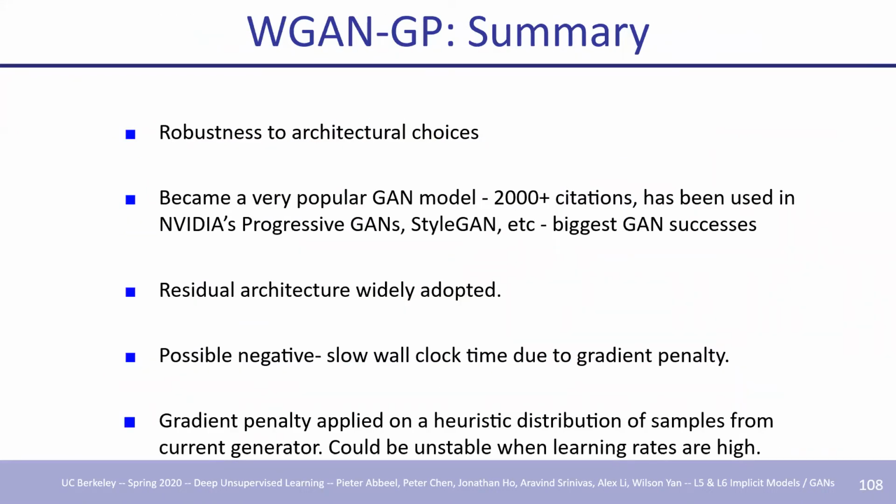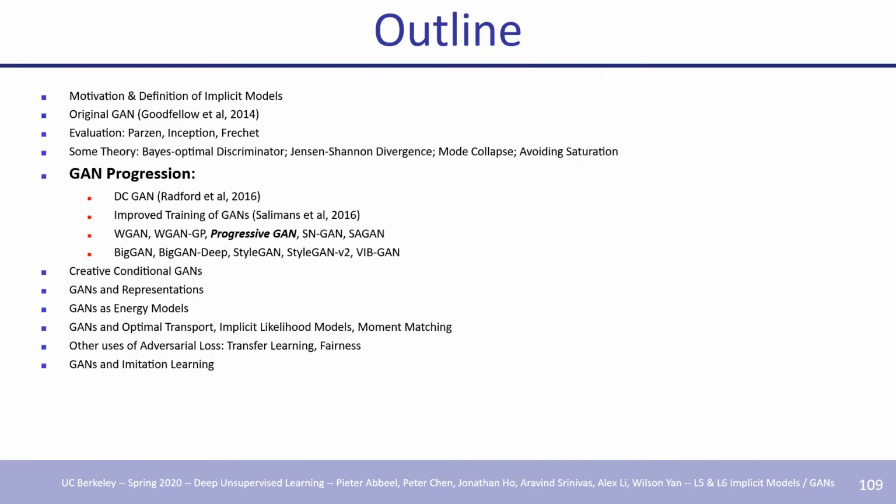Okay, so what did WGAN improvement GP give us? Robustness to architectural choices. It's a popular GAN. But it has a slow wall clock time due to the gradient penalty, because there's more stuff that needs to be done, and the learning rates have to be low. So the main idea is that it's a little bit slow.